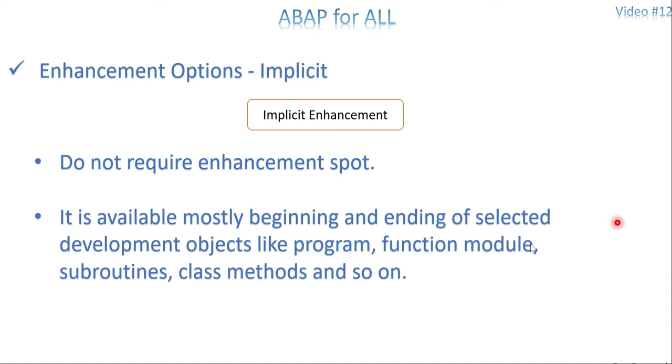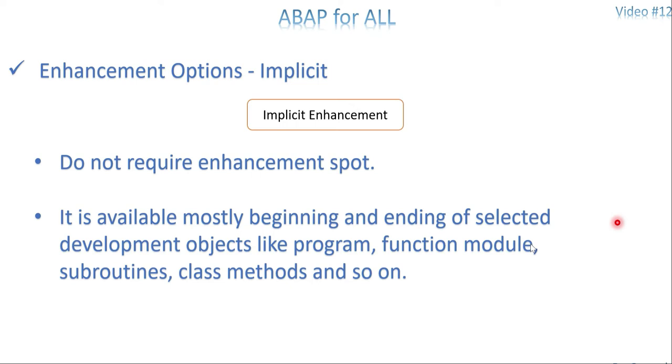Again, this is decided by SAP. It's not like every object has an implicit enhancement option. Actually, no. In any program, function module, subroutines, classes and methods, and some other places also, you are able to find the implicit enhancement. And even in a program, it's not like every program has implicit enhancement. I will show you an example.